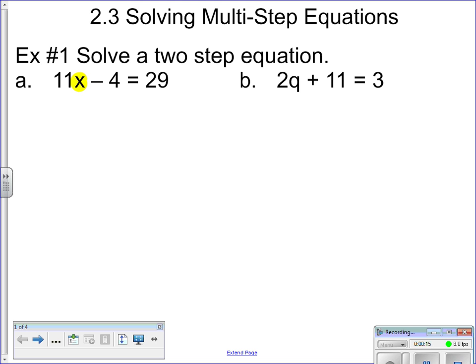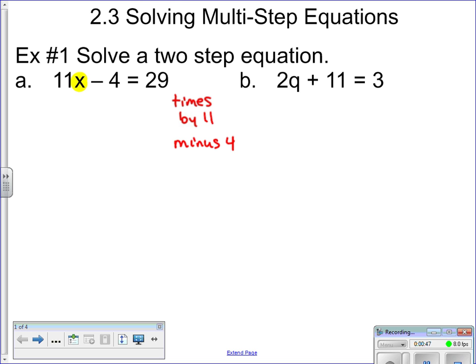So let's take a look at our x. And the way we can figure out what to do in this problem is to take a look at the x and then work backwards. The x is times 11 and then minus 4. So if you're going to times by 11 and then minus 4, if you work backwards doing the opposite thing, you can actually solve for x.